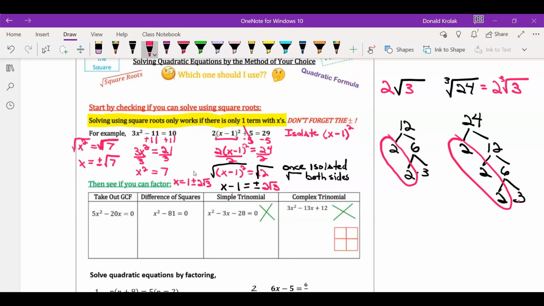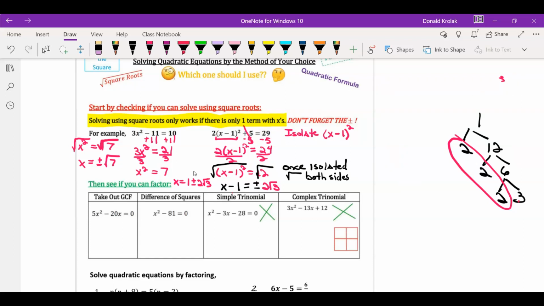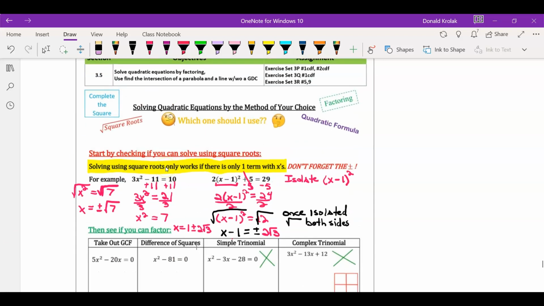So this was an example of where multiplying out x minus 1 times x minus 1 created more work, as opposed to if I could just isolate it. Okay. All right, so here are just some other simple factoring ones. So that's the square root method. That's this guy right there.